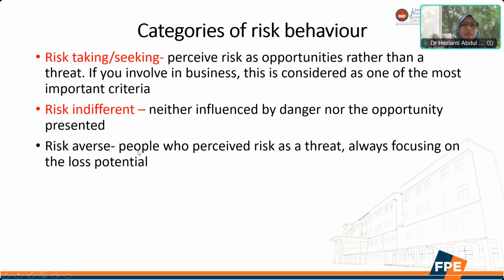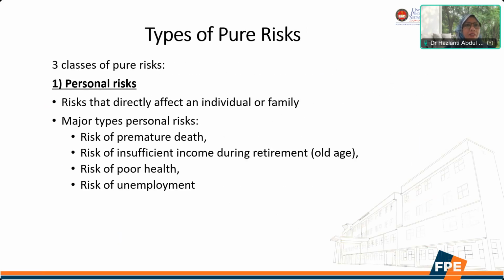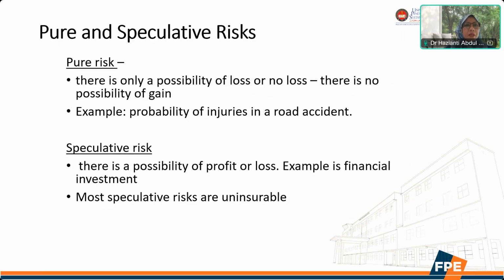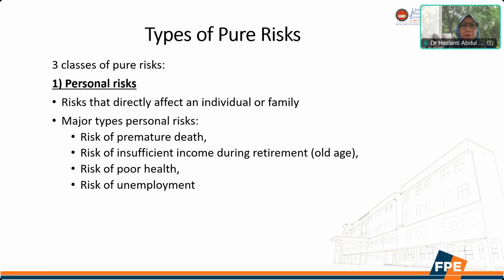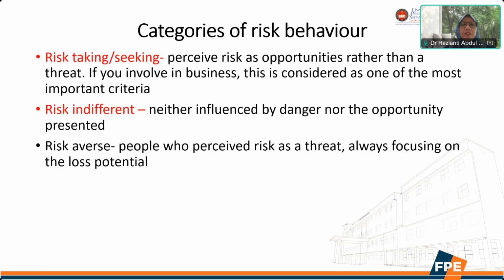All right, we can categorize the risk behavior of an individual. Just now you learned about the different types of risk. But now we want to know the attitudes, or the categories, of the risk behavior of an individual. There are three types of risk behavior.